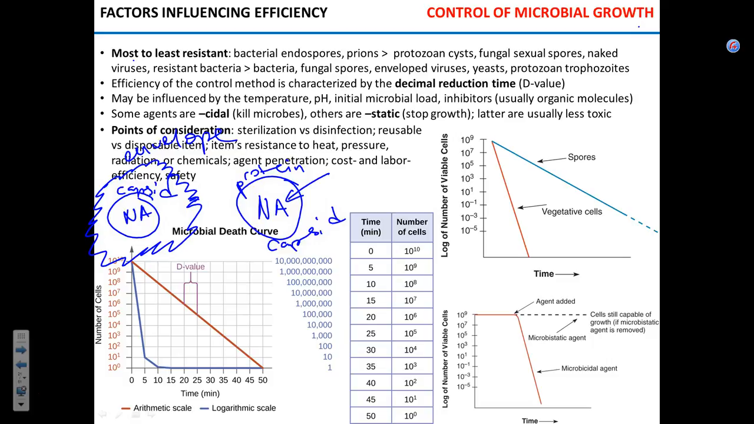Efficiency of the method we can quantitatively measure by measuring so-called decimal reduction time. On this graph, on the y-axis you see number of cells, on the x-axis it's time. The time that is required to reduce the number of cells tenfold is going to be the decimal reduction time, or D value. It's 5 minutes on this graph, okay? In 5 minutes, the number of cells decreases tenfold, right?